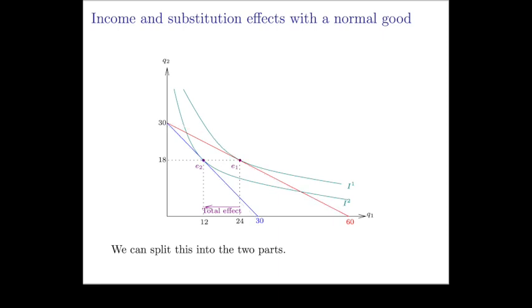And we have to ask the consumer to pick their best bundle before and after. And we did the math, and we found that the best bundle before the change is 24, 18, and the best bundle after the change is 12, 18. So we see that there's a total effect of 12 units. What we're going to do is split that 12 into two different parts, the substitution effect and the income effect.